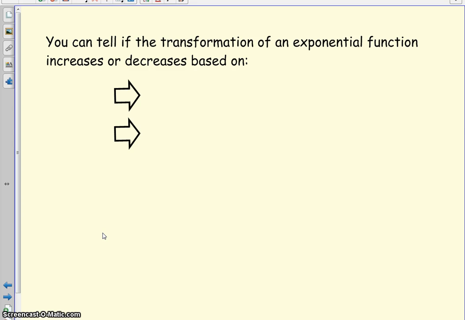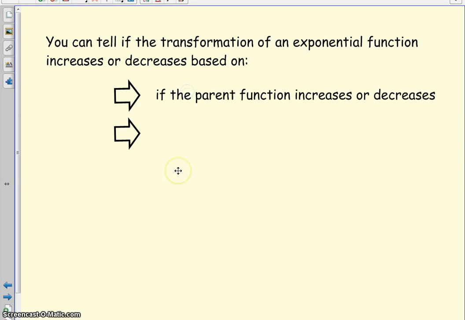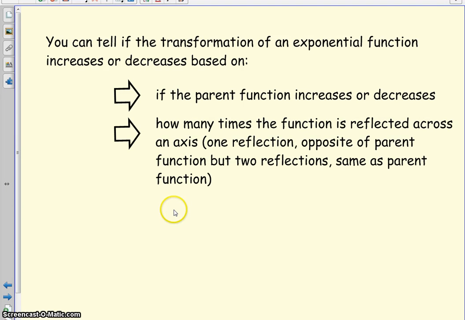Okay, so if you want to look at whether an exponential function increases or decreases, it's going to depend on two things. Number one, you're going to look at the parent function. If the parent function increases or decreases, you can tell that just by looking at the base, and that gives you a starting point right there. But then you also have to keep in mind that it could be reflected as well. If it's been reflected, there's going to be a change in whether it's increasing or decreasing. So it makes a note here. It's also based on how many times the function is reflected across an axis. If it's been reflected once, it's the opposite of the parent function. If it's been reflected twice, it's the same as the parent function. Now this two reflections thing is mainly just put in here as a note.